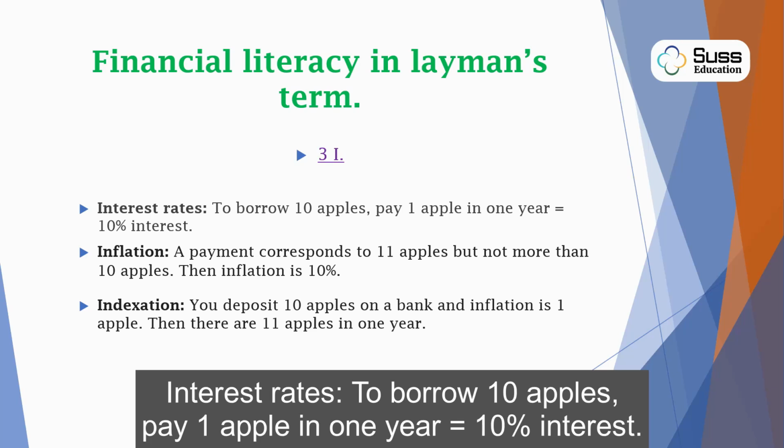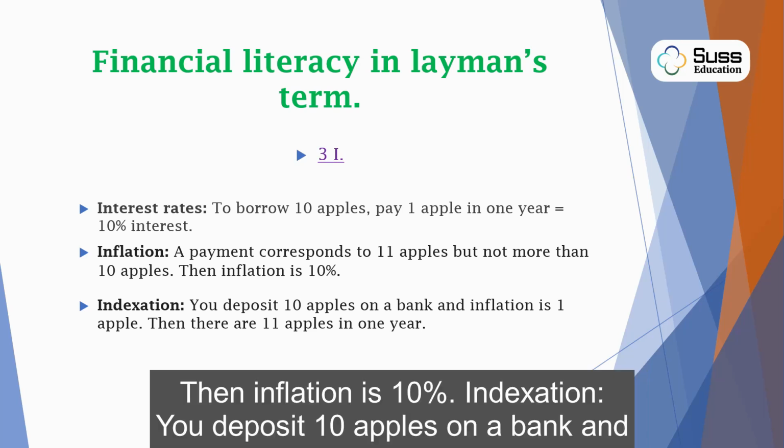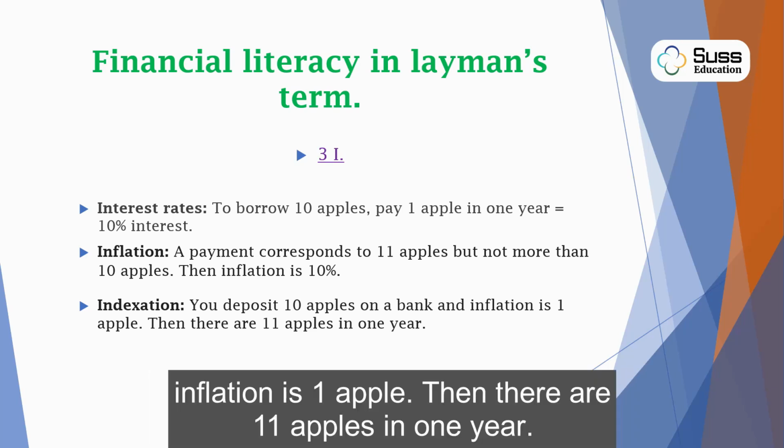Interest rates. To borrow 10 apples, pay 1 apple in 1 year. Equals 10% interest. Inflation. A payment corresponds to 11 apples, but not more than 10 apples. Then inflation is 10%. Indexation. You deposit 10 apples in a bank and inflation is 1 apple. Then there are 11 apples in 1 year.